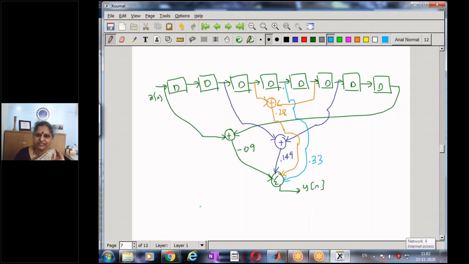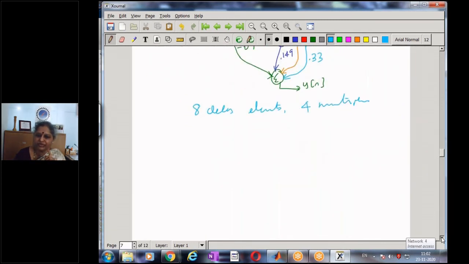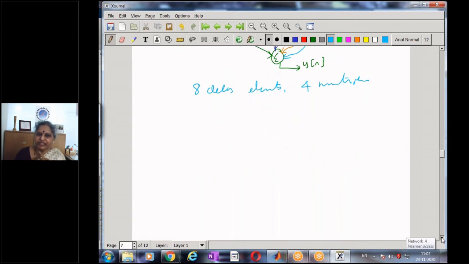So here what we have done is we have used the same 8 delay elements, but the number of multipliers is 1, 2, 3, 4. 4 multipliers. But actually, it so happened that here 2 elements have a gain of 0. Otherwise, the number of multipliers is going to be 5. So this is the linear phase structure.